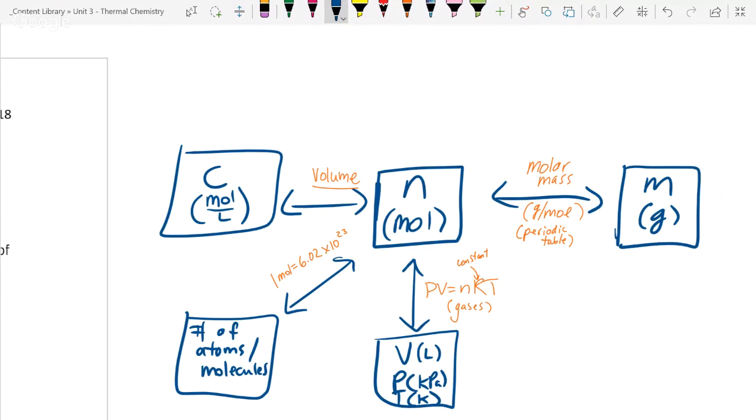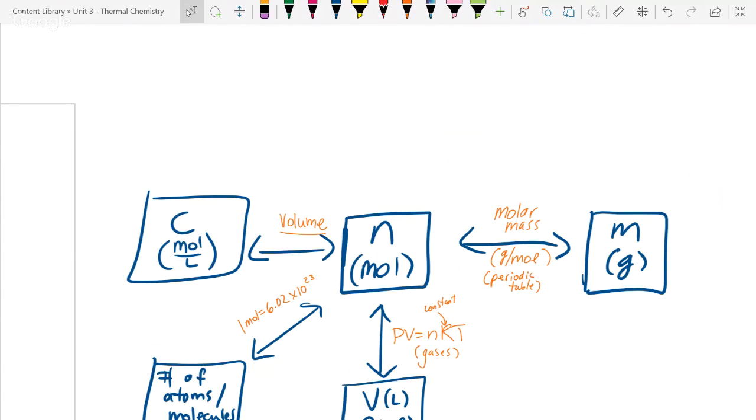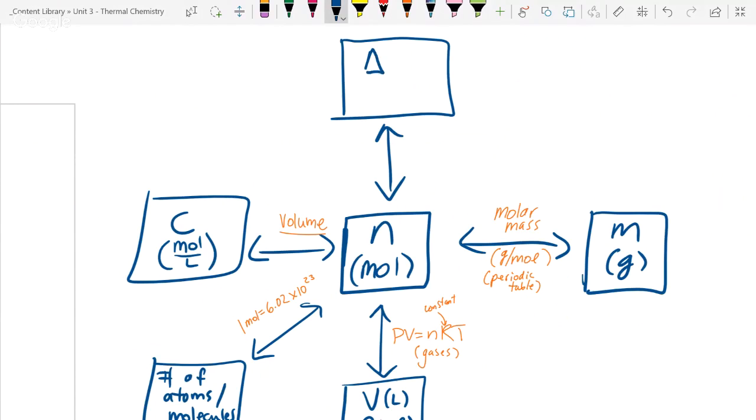But now we have one more thing we can learn. And that's what this unit is about, of course. I can also learn delta H, which is measured in what?